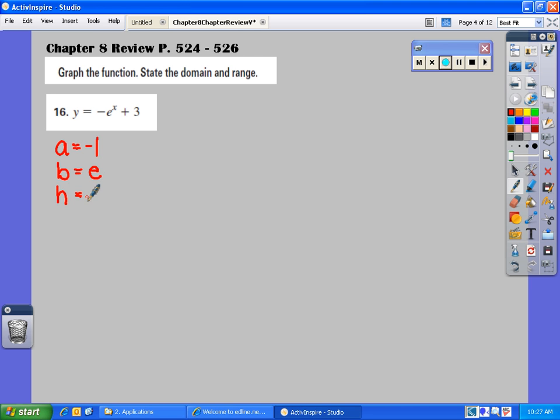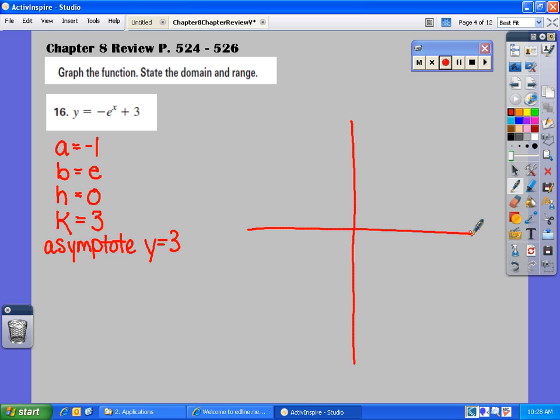We have an h of 0. Notice there's nothing up there with the x. And the 3 that's added on the end would be our k value. Remember, it is our k value that gives us our asymptote. So we have an asymptote of y equals 3, which we can immediately put on our graph. And label. Okay, we're going to need some data values to go with this.